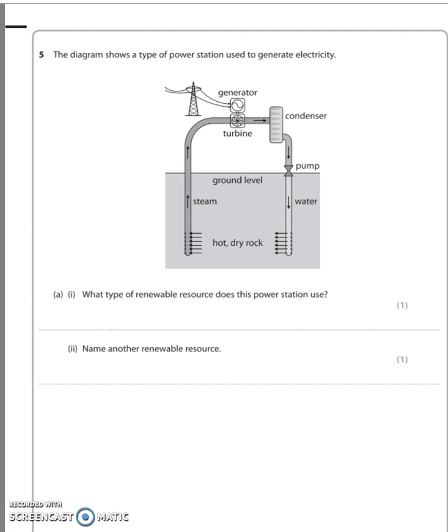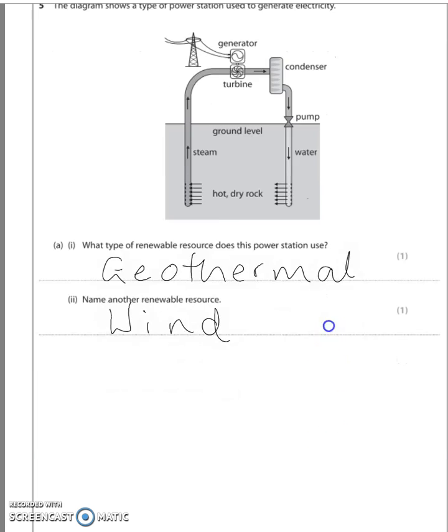Question A1: what type of renewable resource does this power station use? The only answer is geothermal. It is a geothermal power station. Name another renewable resource. Pick your favourite one. I will probably always go for wind. You could have hydroelectric, wave, tidal, solar, biofuels or biomass.